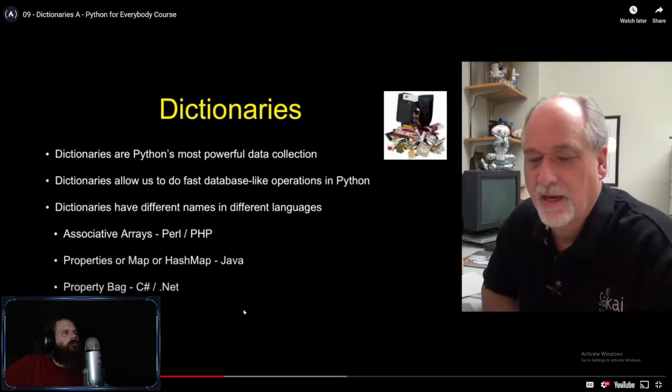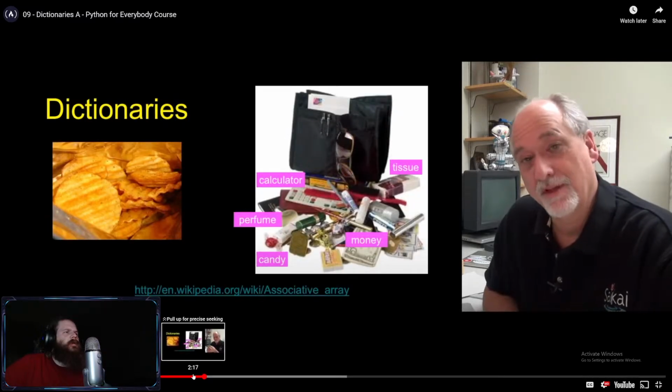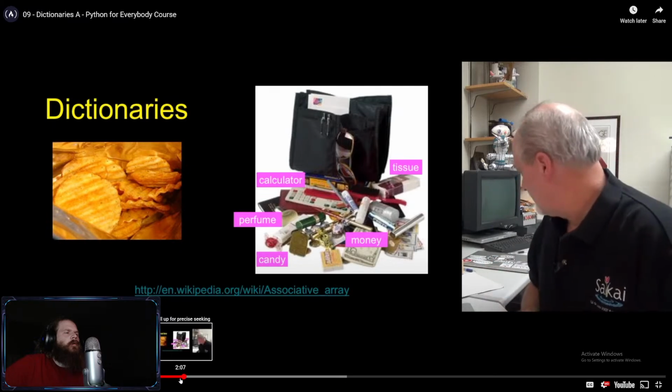Can you have multiple names, multiple tags, keys for the same thing?